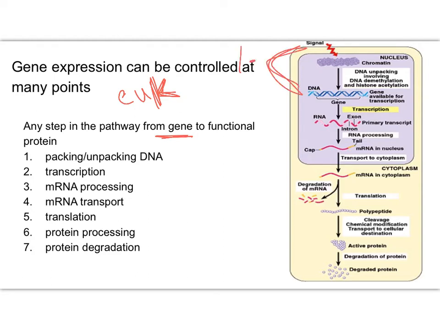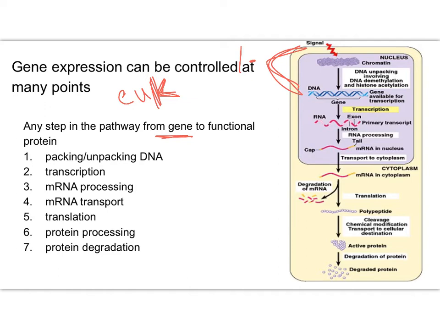Basically, when the DNA is being uncoiled or tightened, and we're going to talk about this in just a minute, the way the DNA is packed will dictate what is accessible for transcription and what isn't. So transcription is another spot where gene expression can be regulated. Also with the mRNA processing.